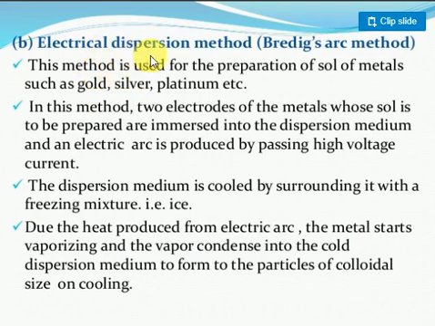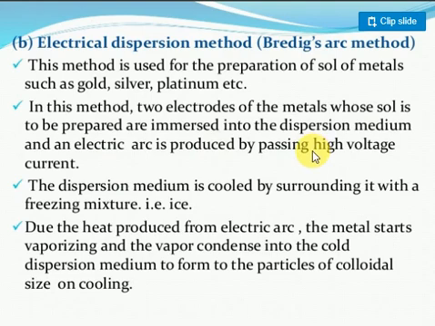Electrical dispersion method, Bredig's arc method. This method is used for the preparation of metal colloidal solutions, such as gold, silver or platinum. In this method, two electrodes of the metal whose sol is to be prepared are immersed in the dispersion medium, and an electrical arc is produced by passing high voltage.